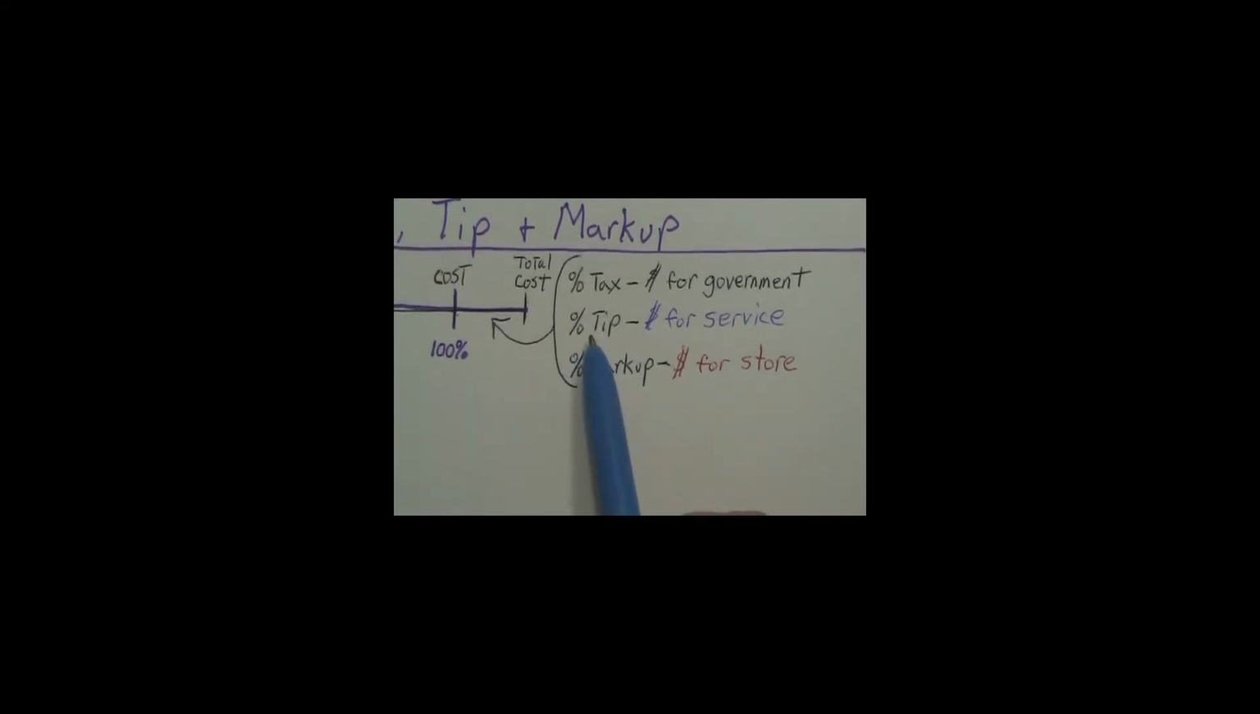Then we have a tip. Usually it's 15%. Usually it's kind of like the standard, but if they do well, you give them more than that. If they do poorly, you give them less. So we have percent tip. This is for service, like, for example, a waiter or waitress.